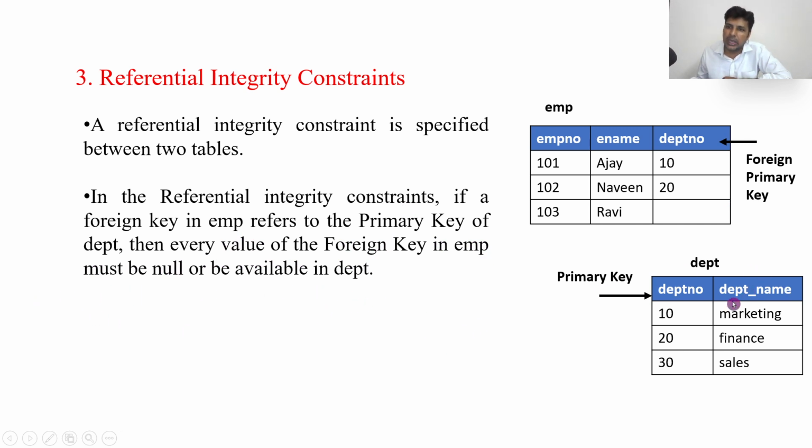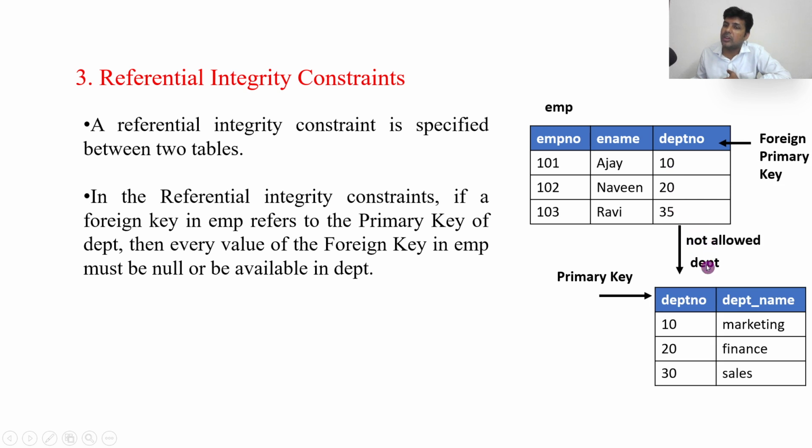So what you are saying, first the department table will have a primary key 10, 20, 30, right? Now if you are entering a value for Ravi, 103, Ravi's value. Suppose if I enter 30, it will accept. If I leave it empty also, it will accept, but it will not accept a number which is not available in the department table. For example, 30 is available. If I enter 30, it will accept. If I enter 10 or 20, it also accepts, but I cannot enter 35. For example, if I enter 35, not allowed.